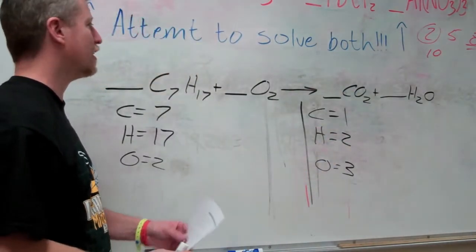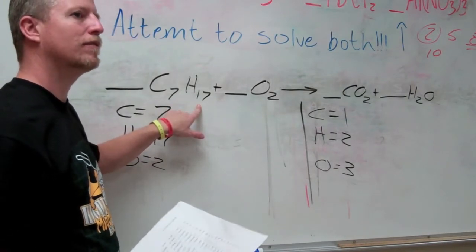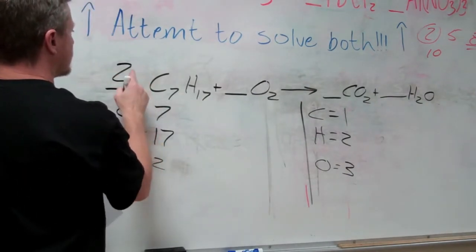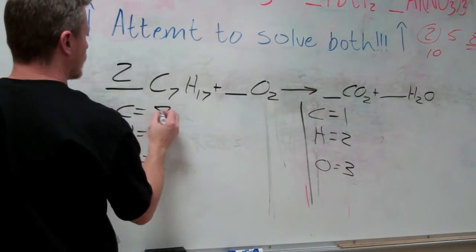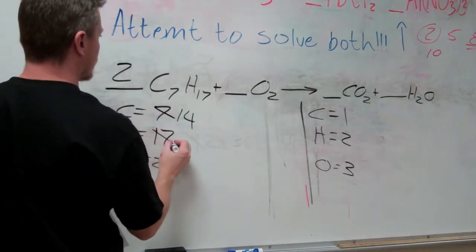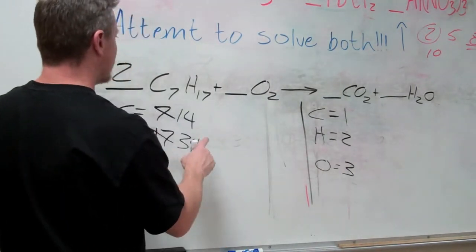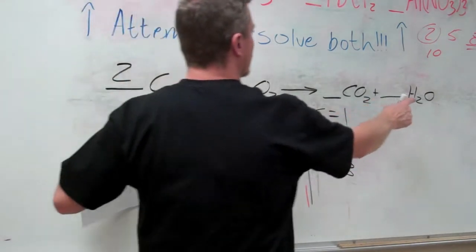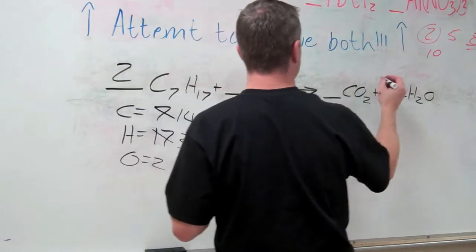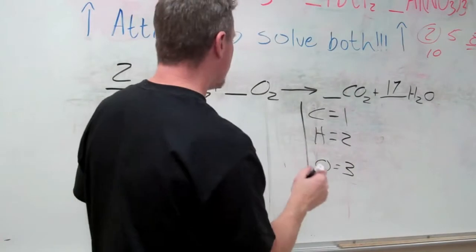So I might as well go ahead and get this to go up to something even. If I multiply times 2, will it be even? Yes. So let's do a 2 here. And 2 times 7 is what? 14. 2 times 17 is 34. And of course, oxygen didn't change. So now let's try to get those hydrogens to match up to 34. 34 divided by 2 is what? 17. Okay, so hydrogen is now 34. That's what I was after.